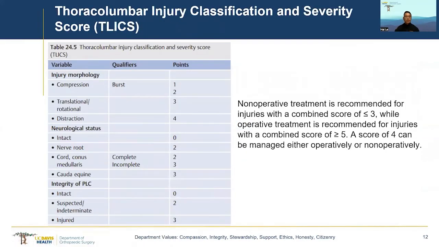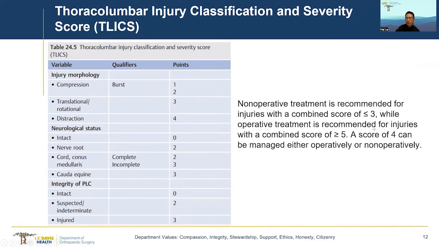Now, the TLICS classification was developed by multiple spine surgeons, especially those from Rothman. It really looks at the different injuries of the thoracolumbar spine through 3 separate categories. They first look at the injury morphology, then the neurological status, and then the integrity of the posterior ligamentous complex. And then they assign different points to these different categories.